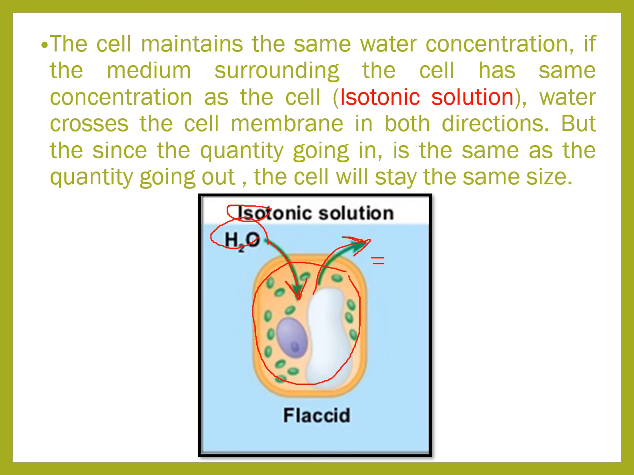So let's see. The cell maintains the same water concentration if the medium surrounding the cell has same concentration as the cell. Water crosses the cell membrane in both the directions, but since the amount going in is same as the amount going out, the cell will stay the same size. The cell will stay of the same size.